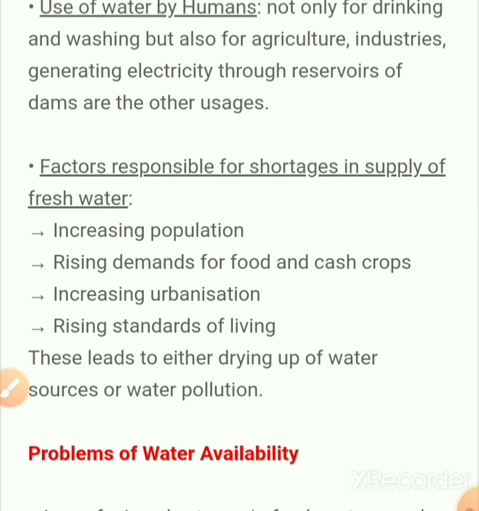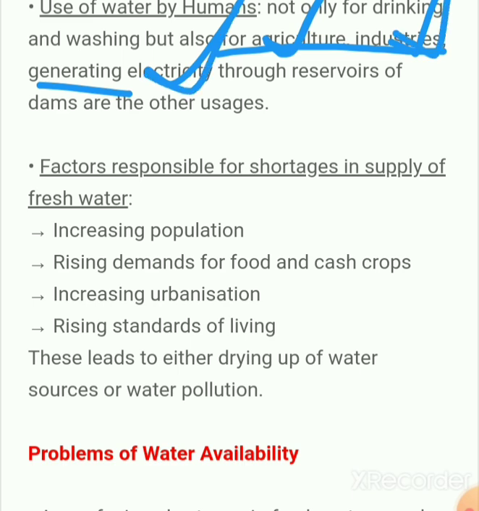Use of water by humans: not only for drinking, we use water for different purposes: agriculture, industries, generating electricity, and also commercial or general use. We already know we use it for washing, cleaning, things like that. So human use is drinking and cleaning, and in addition there are three other uses: agriculture, industries and generating electricity.